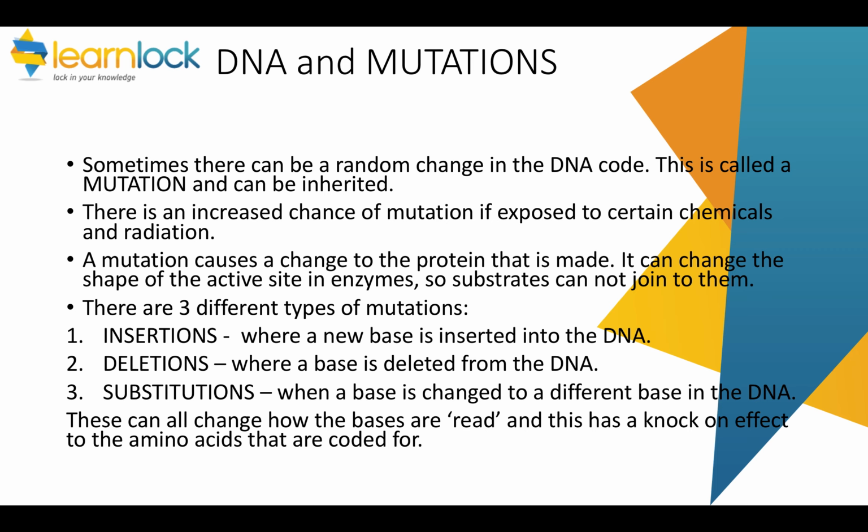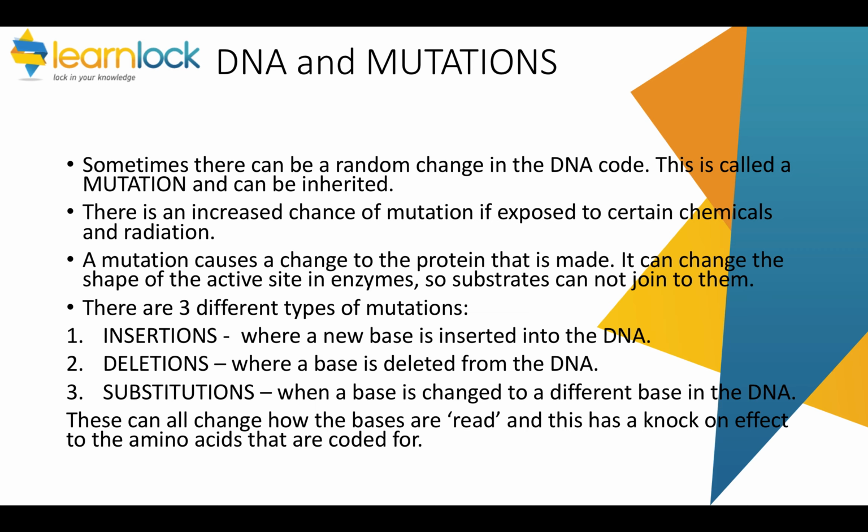Sometimes there's a random change in the DNA, and that's called a mutation, and this can be passed on. There's an increased chance of mutation if you're exposed to certain chemicals like carcinogens and radiation like UV radiation. A mutation can cause a change in the protein that's made because it can change the active site, for example, of an enzyme, so a substrate doesn't fit into it.